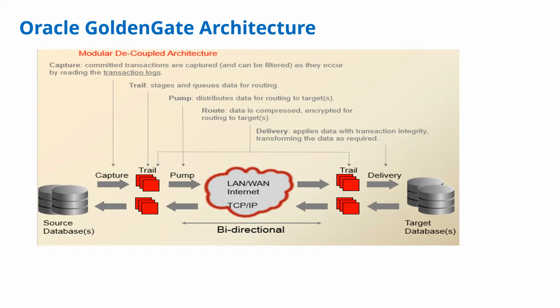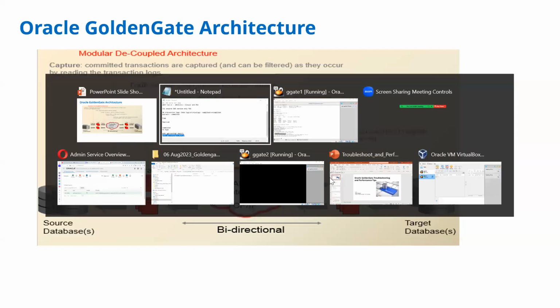Another important thing I noticed is that there is a small typo when you provide the local trail and remote trail details. So you have to ensure that whatever the target of the local trail, the target of the extract process, the same should be the source for the pump process. Whatever the target of the pump process, the same should be the source for the replicat process. Otherwise, the replication will not happen.